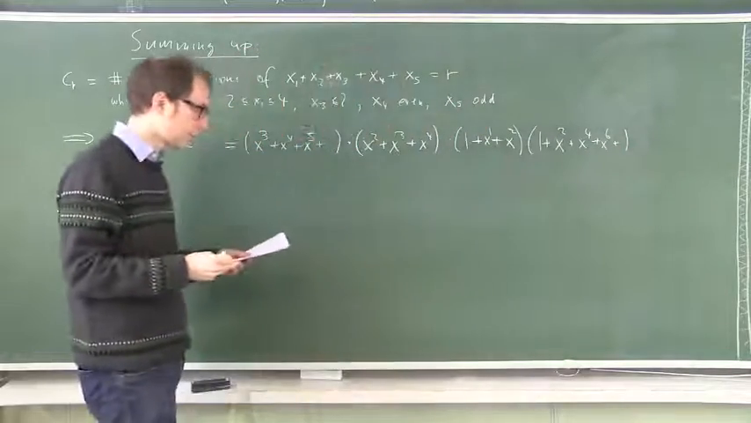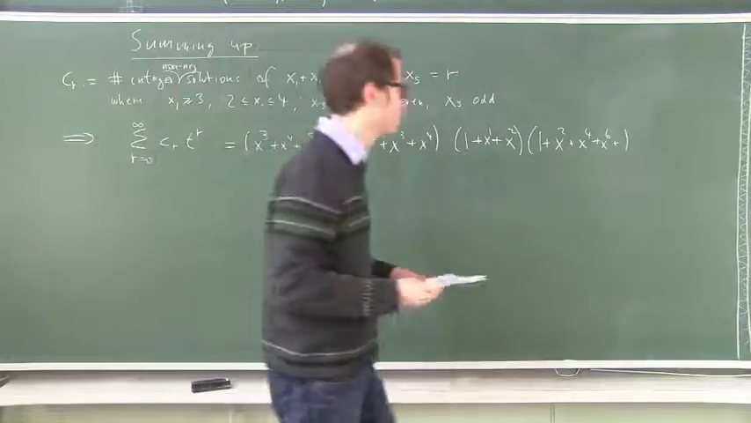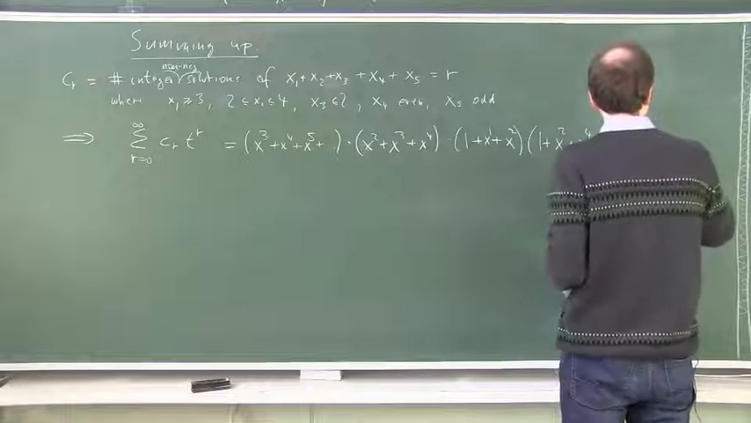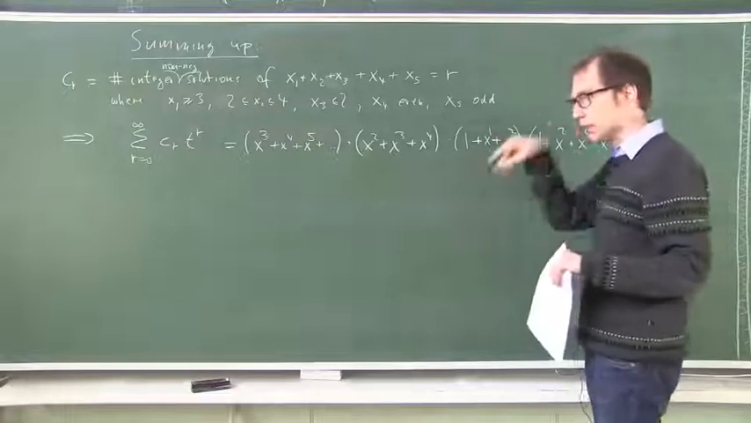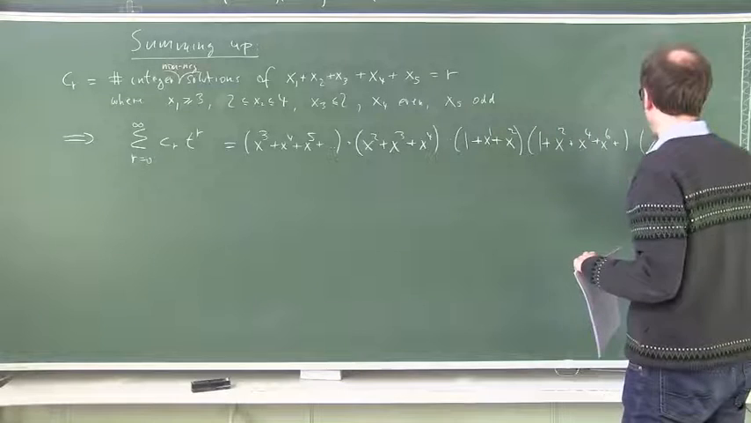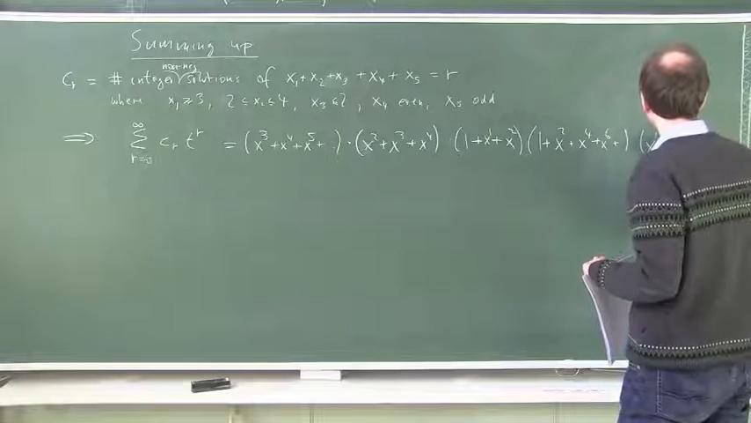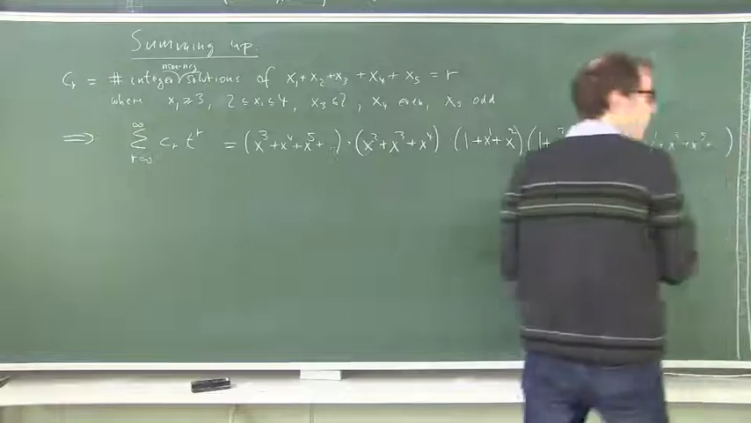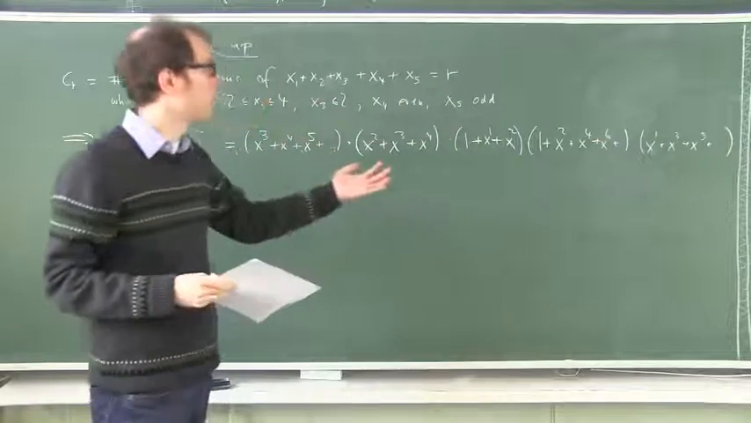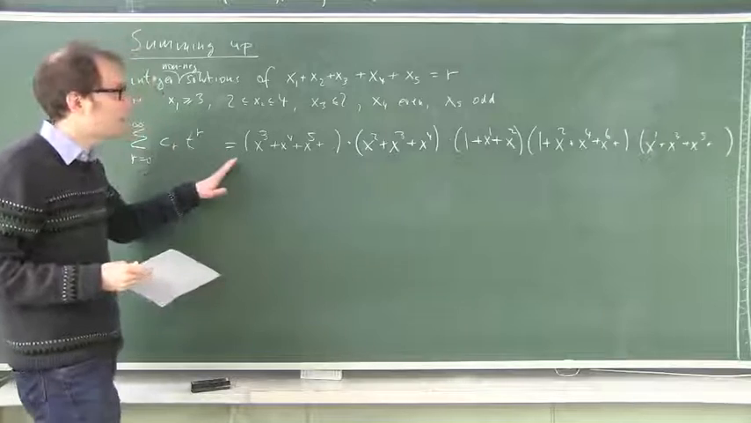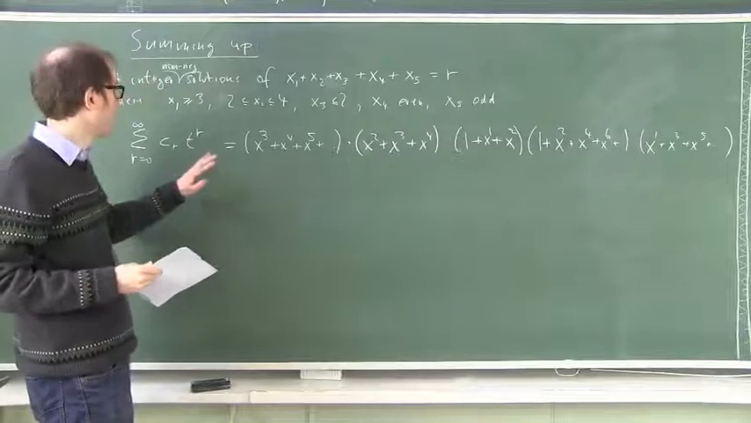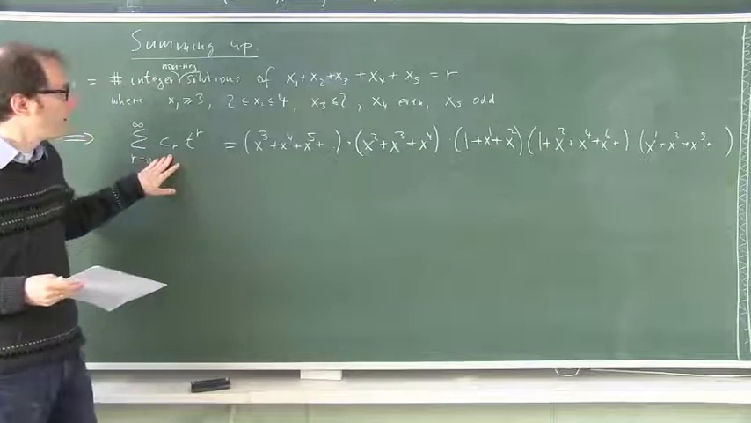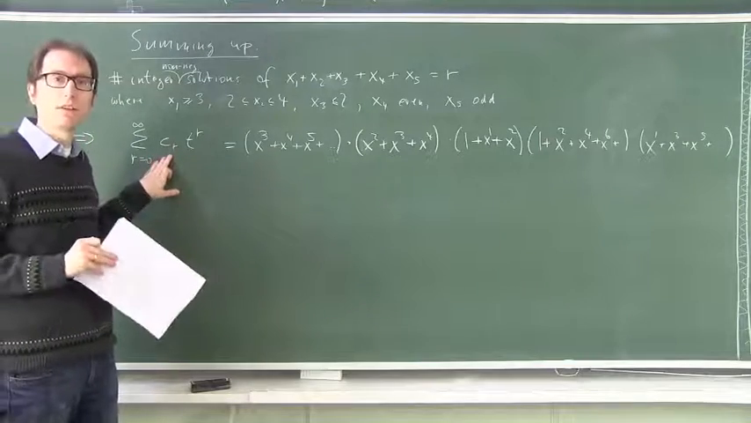And finally x5 should be odd. So there should be at least 1 in there. So x to the 1 plus x to the 3, x to the 5, and so forth. And now you see how easy it is to write this down, and that product will be the generating function. So in order to solve the problem for CR, we just have to figure out that coefficient we're interested in.